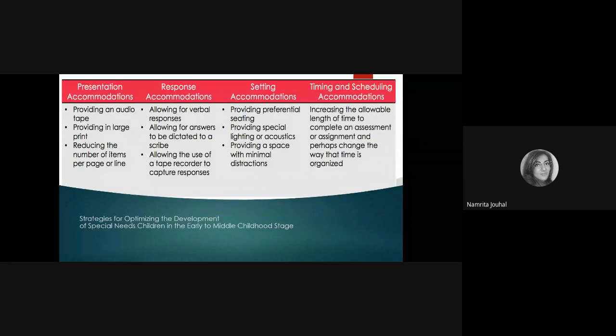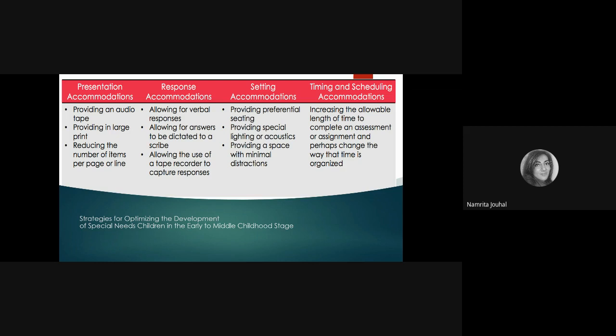Then how will you accommodate them, for example, whether there is a provision for audio tape, or a provision for braille for those who are visually impaired? Then there are certain verbal instructions or responses. Are they being dictated properly or not? For example, some children have speech issues, so have you given them something to ensure that their speech is clear? There are so many equipments out there, so is the school catering for those or not?